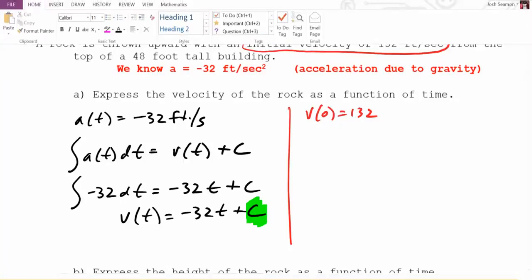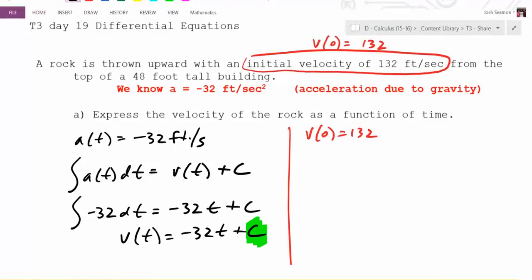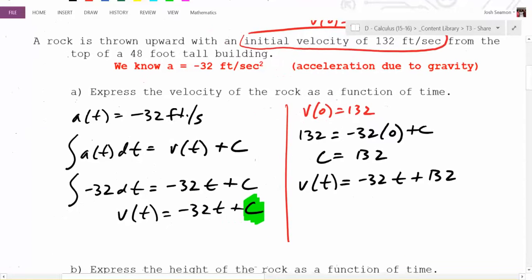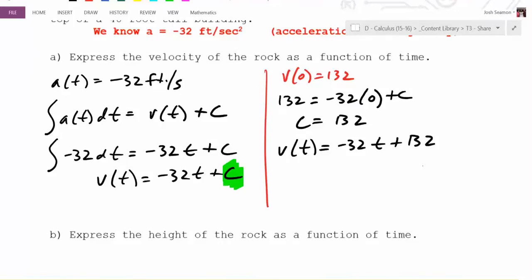It means we can plug in 0. Why do we like plugging in 0 into things? Well, not always, but in this case it does. You plug in 0 because 0 times anything is 0, so you have this. So what is c going to equal? So now do we have the velocity function? Yeah, negative 32t plus what? 132. Hey, that's nice. So we now have the velocity function. We can find the velocity of that rock at any given time. Excellent.